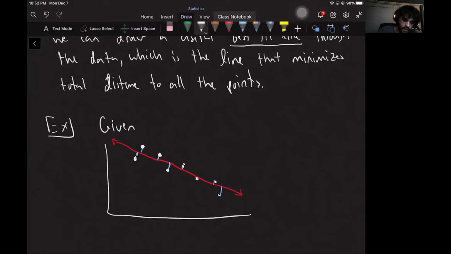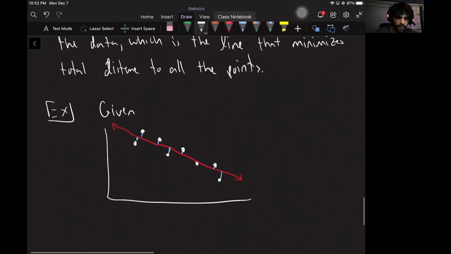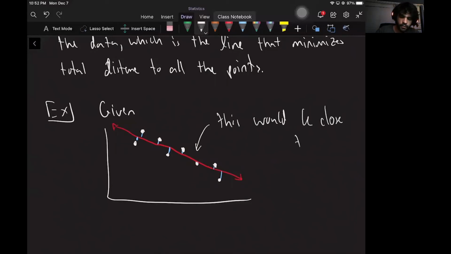And so it's minimizing the total amount of blue you see here. There's a very technical way to actually create this line that we're not going to get into. We're just going to eyeball it. So this is a pretty good estimate, I think, because I tried to make it very lineish so it'd be easier for me to draw it. So this would be very close to the best fit line.